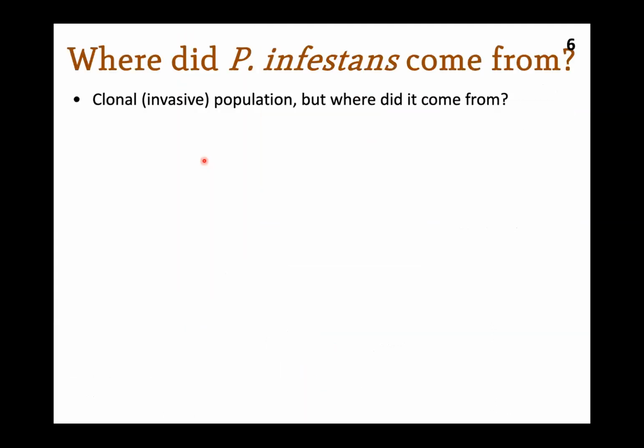Okay, so moving to slide number 6, the second question that I posed originally that we can now answer is, where did P. infestans come from? So it seems that it's a clonal population, which suggests it's an invasion. And so if it's invaded from somewhere, where has it come from?